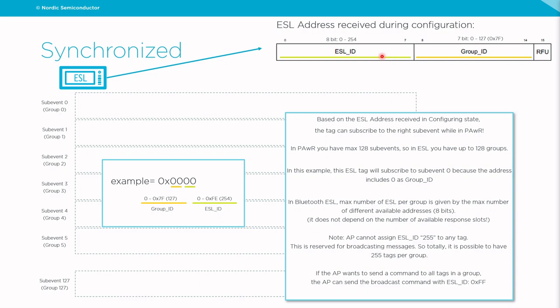The last ESL ID address, specifically 0xFF, is used only for broadcast messages, as we will see later. Note that the ESL address is meant to be unique for each operating tag, so the access point should have smart logics in place to prevent two synchronized tags to have the same ESL address.